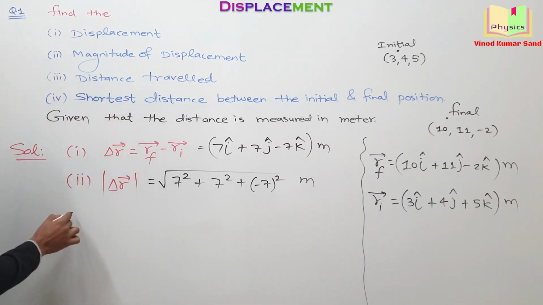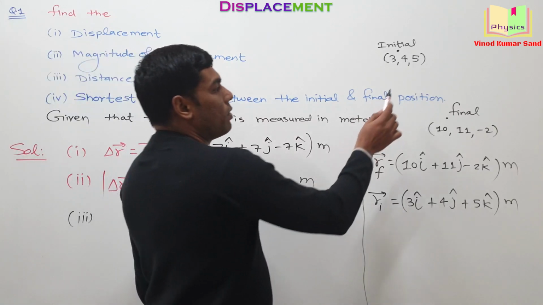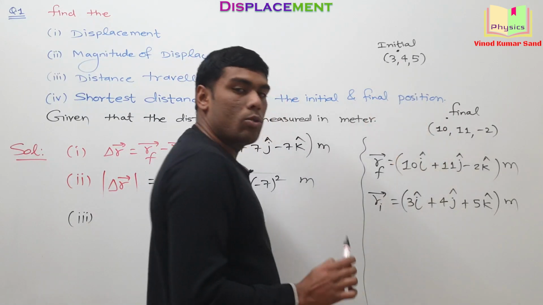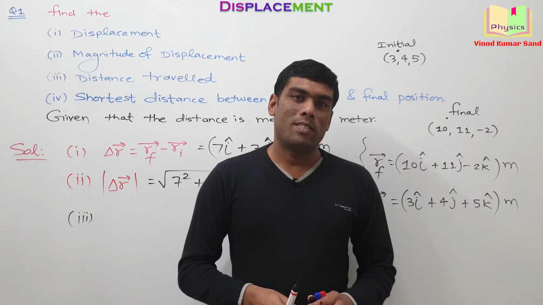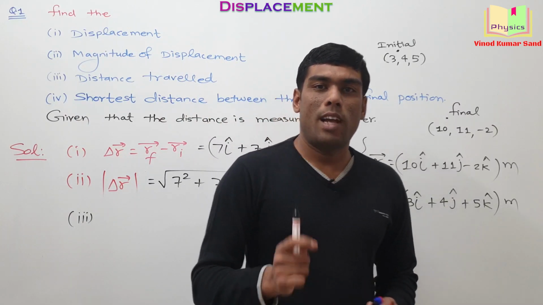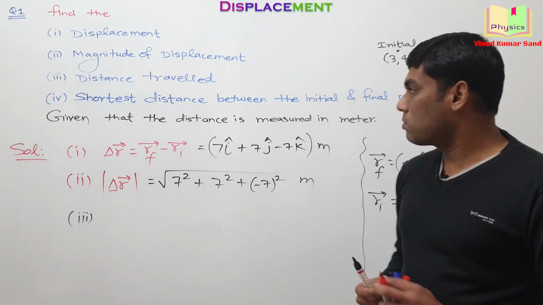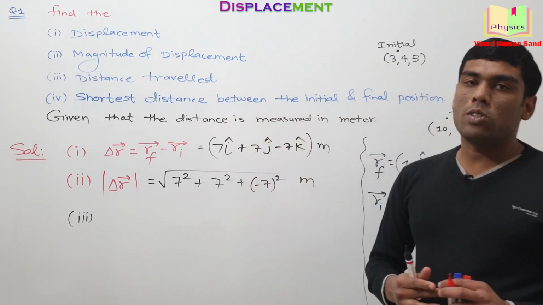Third part, the distance traveled. When the particle will go from here to here, you need to obtain the distance traveled. What is your answer? Think about it and post your answer in the comment box. It's a simple question.